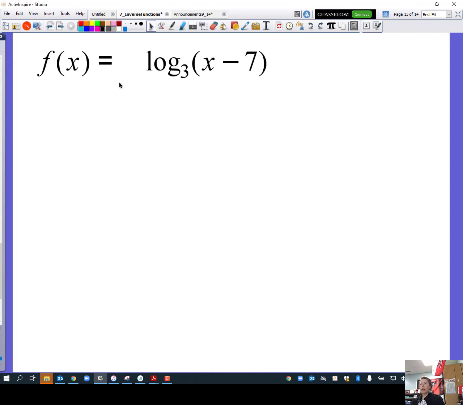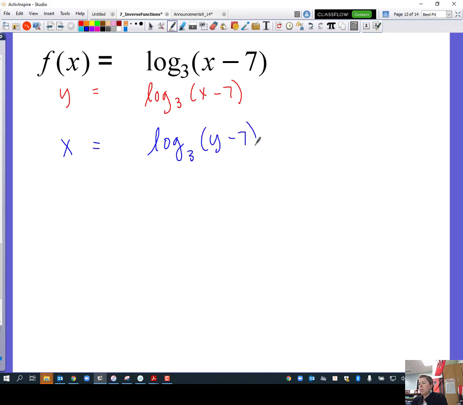So here I've given you a log base 3. On the last page it was log base 4. Here it's log base 3 of x minus 7. And so here, just like I've done before, I'm going to rewrite this as y equals log base 3 of x minus 7. And then I'm going to switch my x and y's. So here I have x is equal to log base 3 of y minus 7.